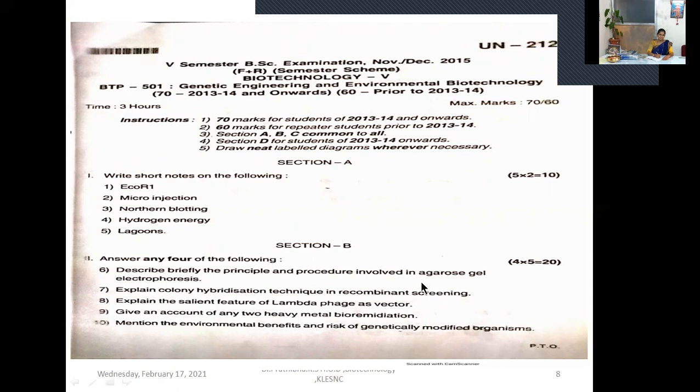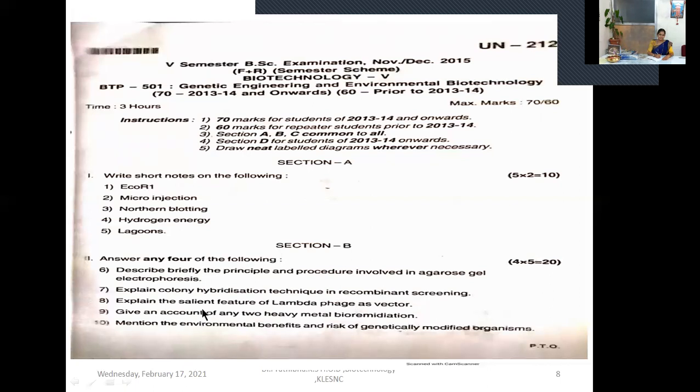Okay, in short, you can say AGE. Only they've asked here AGE, that is agarose gel electrophoresis. You must know the difference, that is PAGE, that is polyacrylamide gel electrophoresis. This is AGE, that is agarose gel electrophoresis. 7th question now. Explain colony hybridization technique in recombinant screening.